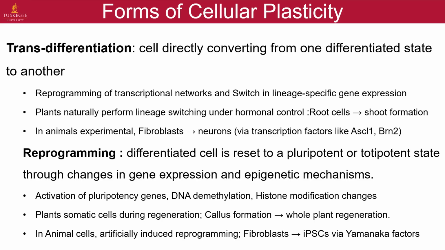Once the callus is formed, it will develop into a whole plant. So that shows you how a leaf was reprogrammed into a callus and then the callus into a whole plant. In animal cells, reprogramming is most of the time artificially induced, where, for example, fibroblasts are reprogrammed into induced pluripotent stem cells via different transcription factors such as the Yamanaka factors.